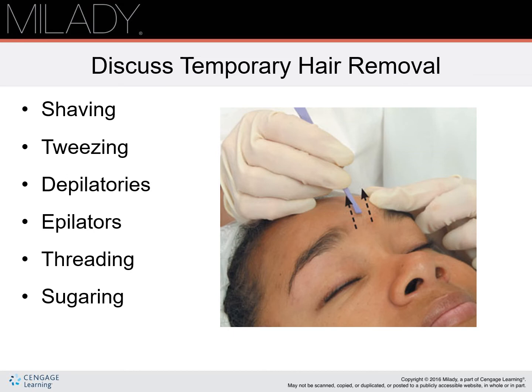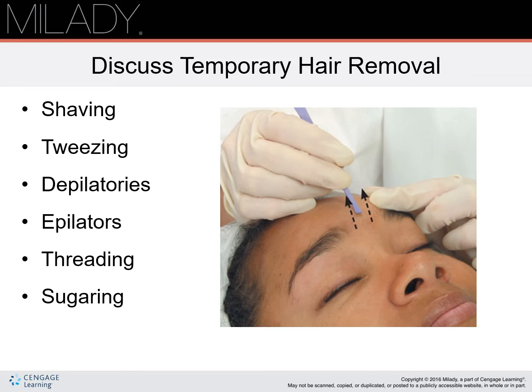Okay, so another temporary hair removal technique that we have is threading. Threading is also known as banding. It is a temporary hair removal method whereby they take a cotton thread. It is twisted and rolled along the surface of the skin. It can be used to entwine the hair in the thread and lift it from the follicle.